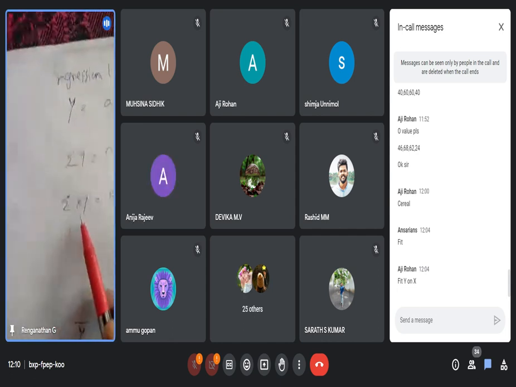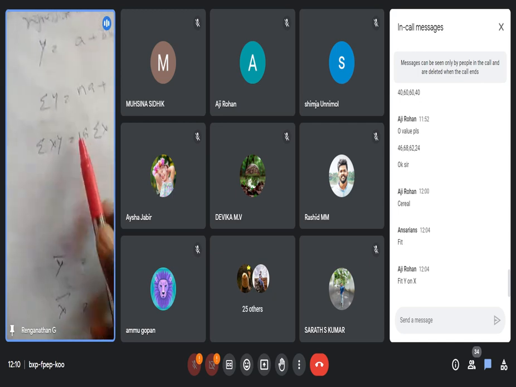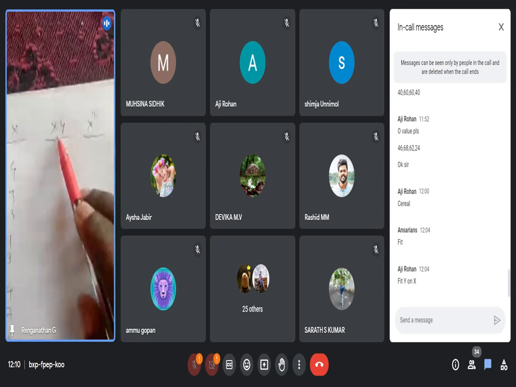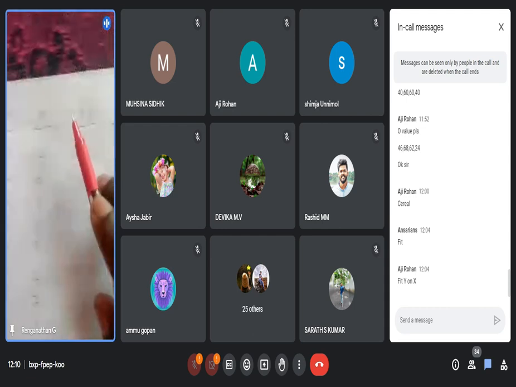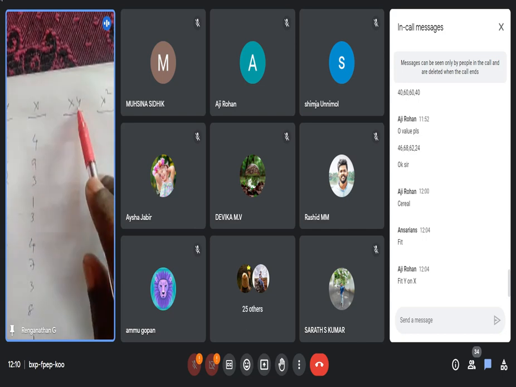And if you notice the next formula, sigma xy is there. Sigma xy is equal to. So you have to find xy also. In order to get xy, you have to construct one more column, the xy column. X and y are available here. Construct one more column, which is xy.